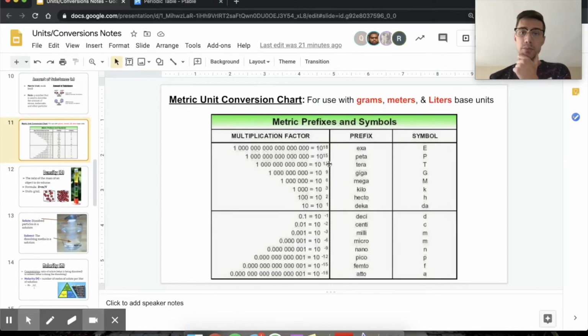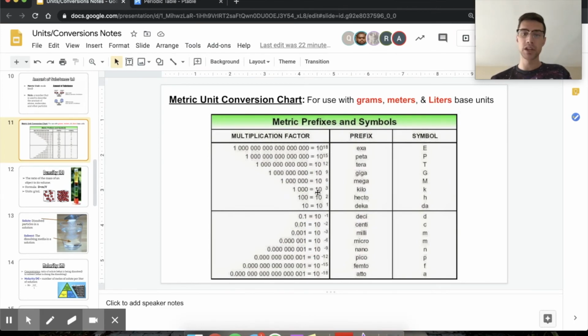So the reason we use the metric system is because it's super easy to convert back and forth between any of these prefixes. Now, the prefix tells us how it relates to the base unit, okay? So it's not in here, but the base unit, these grams, meters, and liters, would be this middle dividing line down here, okay? Now, as we go above this line, we move to deca, hecto, kilo, all these other prefixes. You can see that the multiplication factors are large numbers, right?